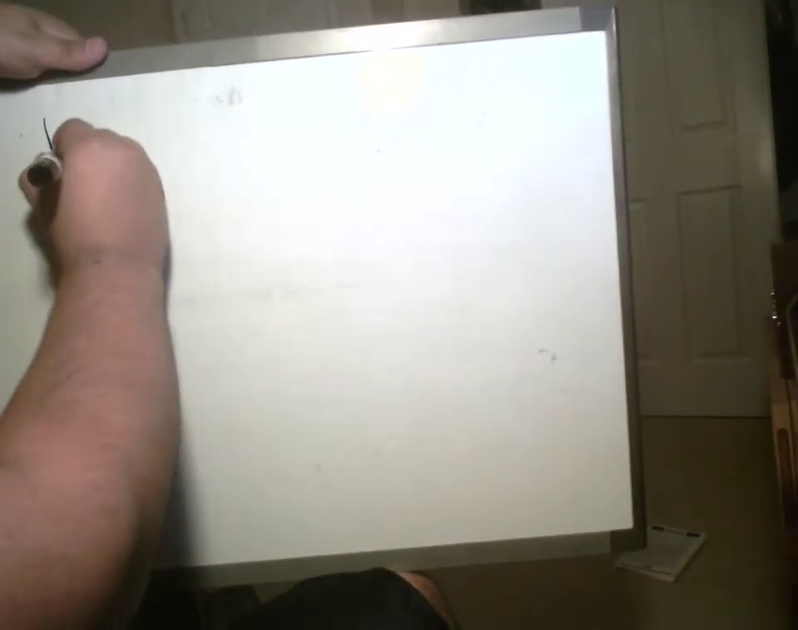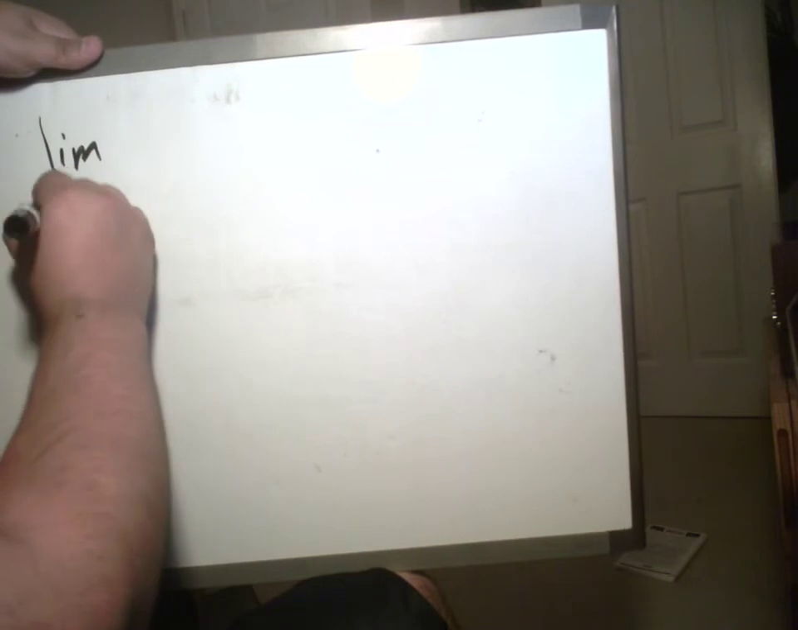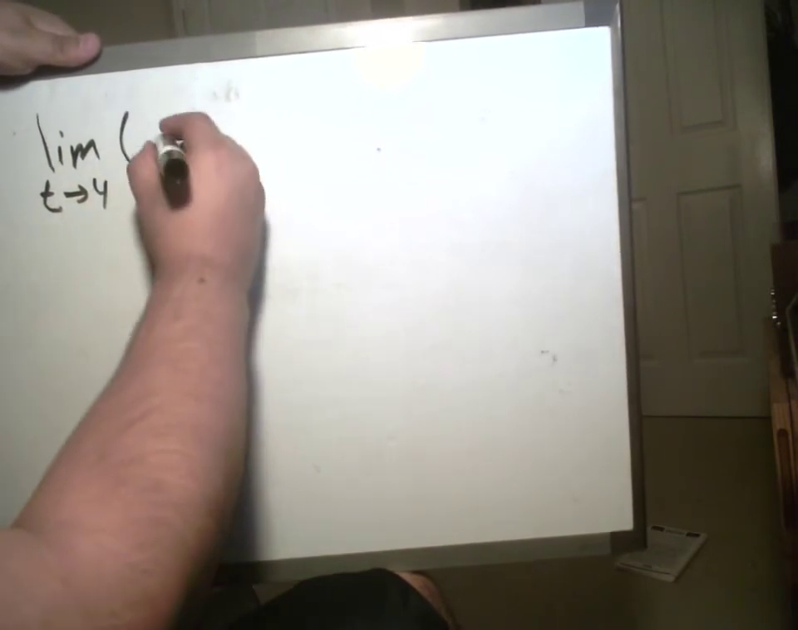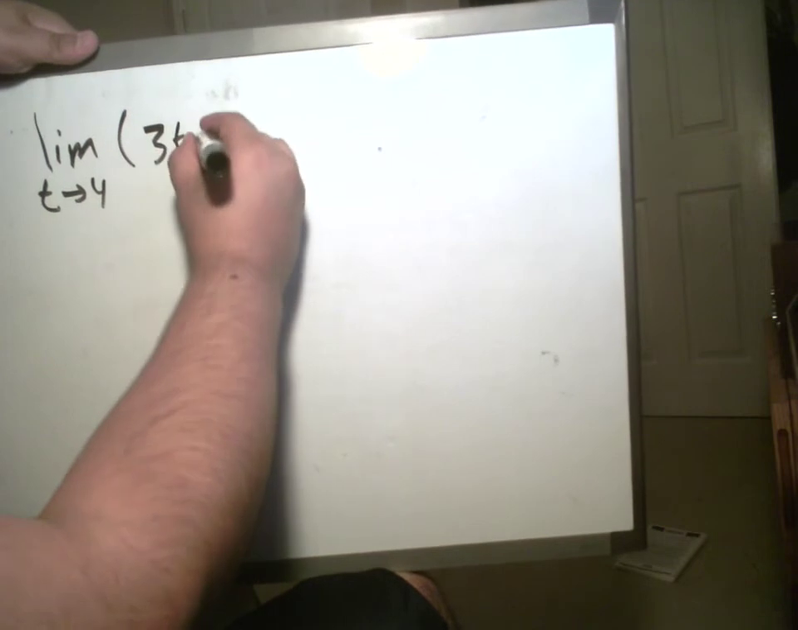So these ones aren't too bad. I know that this is just beginning with the basic limit laws. So the next one's going to have some different notation as well. Limit as t goes to 4 of 3t minus 14.